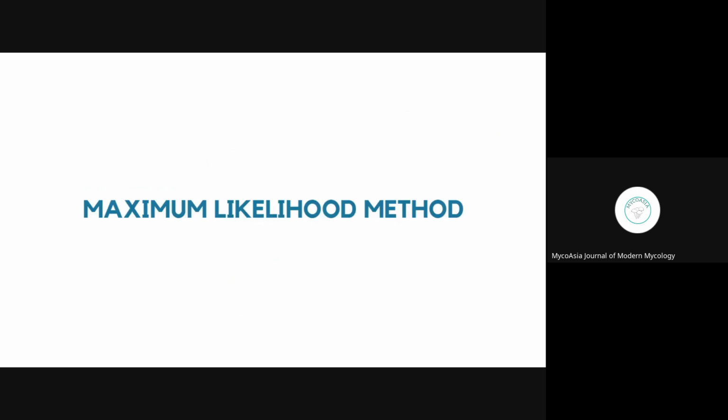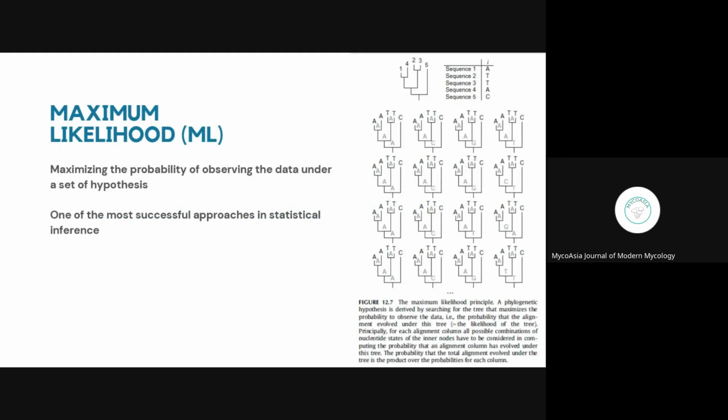Maximum likelihood is one of the probabilistic methods, very powerful. Basically, what happens in maximum likelihood, it is based on the idea of maximizing the probability of observing the data under a set of hypotheses. This is one of the most successful approaches in statistical inference.